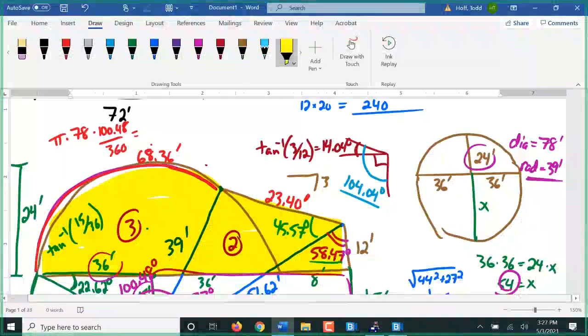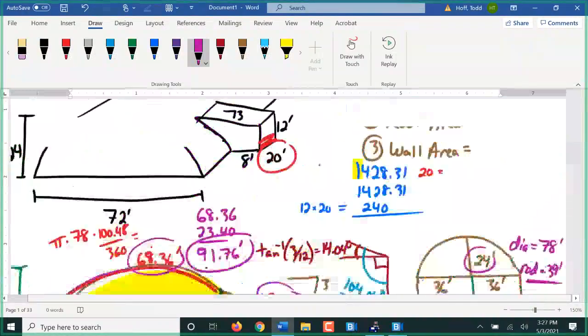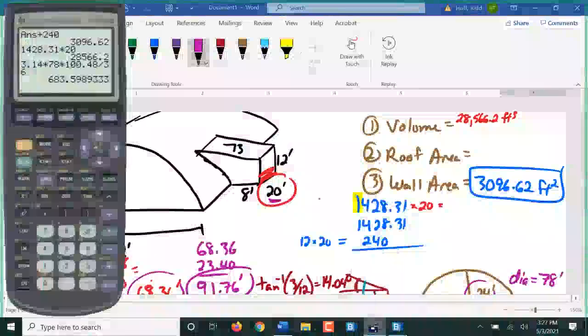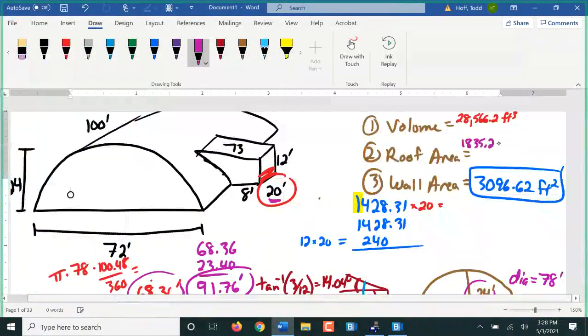So I have a total distance here, 68.36 plus the 23.4. That's the whole roof stretch coverage for that portion. 68.36 plus 23.40 is 91.76 feet there, times that thickness of 20 feet. Gives us 1835.2. Perfect. That's a portion of the roof area.